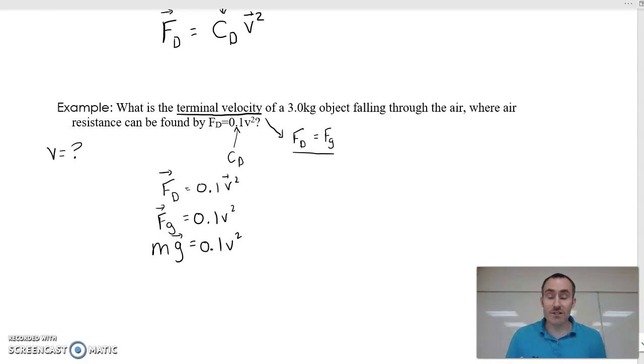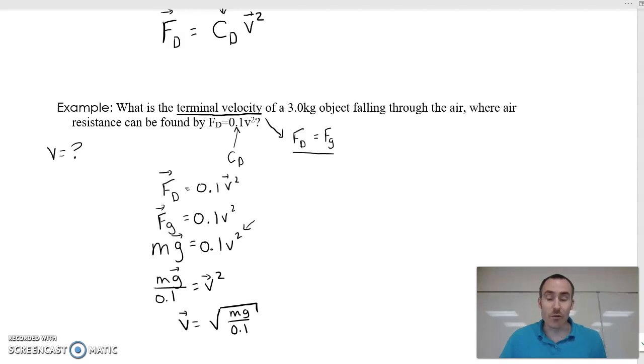Now I'm going to rearrange this first, then plug in the numbers. So for v, I want to divide by 0.1, and then I want to square root it, right? This is v squared. I do not want v squared. I want just v. And so I'm going to first of all divide by 0.1. So mg divided by 0.1 equals v squared. And then I want to square root everything because I'm trying to solve for v. So v equals the square root. This should have vector symbols on them. V is the square root of mg over 0.1.